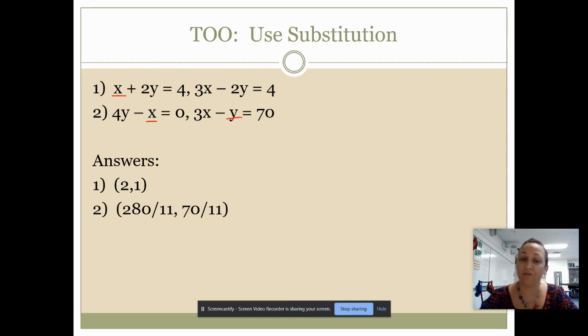So it is possible to get fractions, it is possible to get decimals. You're not always going to get whole numbers. So don't worry if you get a fraction or a decimal. That doesn't mean that you're doing it wrong. It just means that that problem does not have a pretty answer.